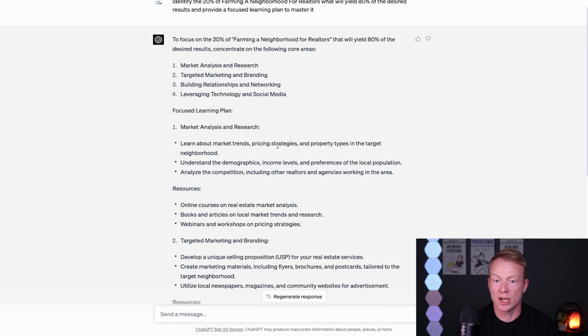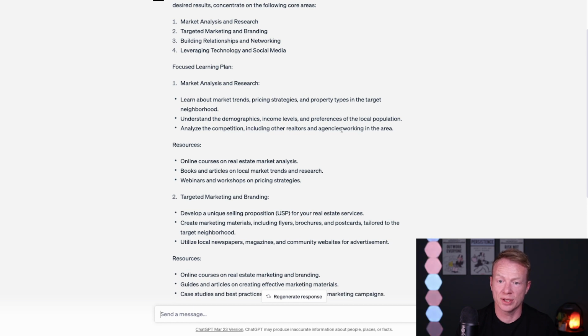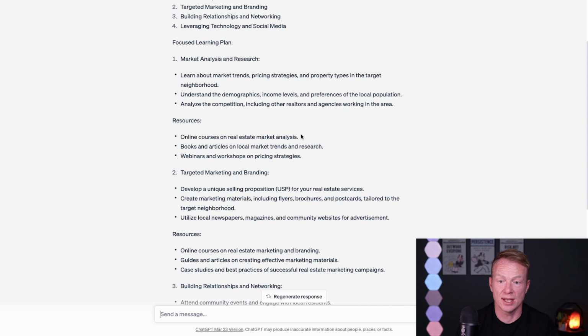So market analysis and research. Learn about marketing trends, pricing strategies, and property types in the target neighborhood. Understand the demographics, income levels, and preferences of the local population. Analyze the competition, including other realtors and agencies working in the area. Would completely agree with that. Now, resources: online courses on real estate market and analysis, books and articles on local market trends, webinars and workshops on pricing strategies. I'm going to try something here.